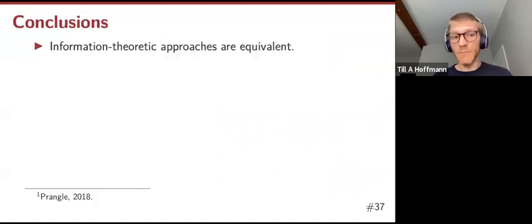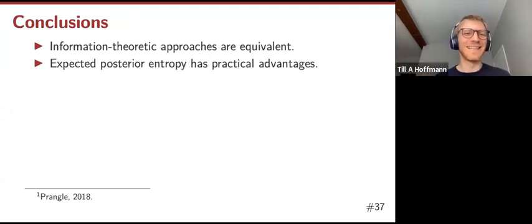So what does this mean? Different information theoretic approaches are exactly equivalent, with a caveat that we're looking at conditional information methods, where we're just thinking about one data set, or marginal information methods, where we're averaging over the expected posterior, averaging over the prior predictive distribution. Minimizing the expected posterior entropy has practical advantages because it's a little bit easier to evaluate.